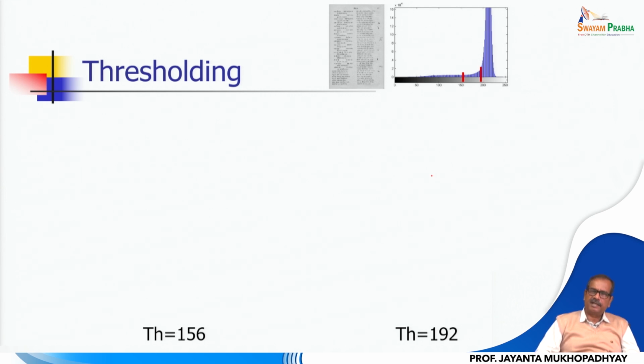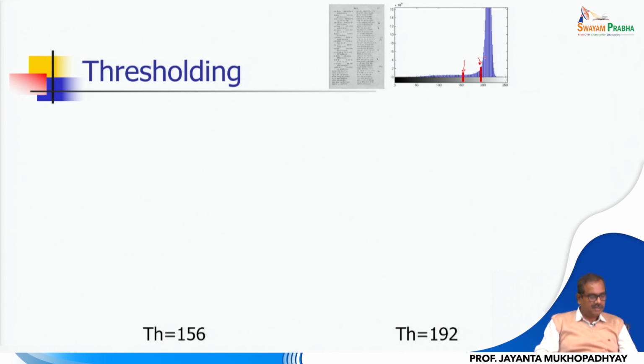The higher part is background, the lower part is foreground. But the problem here is that visually, if you try to determine, it is not really giving any kind of objectivity. You have some guess, some idea, but there are a lot of variations. For example, you could consider a threshold value of say 156, or you may consider another value, say 192, by looking at this rising trend of the histogram.